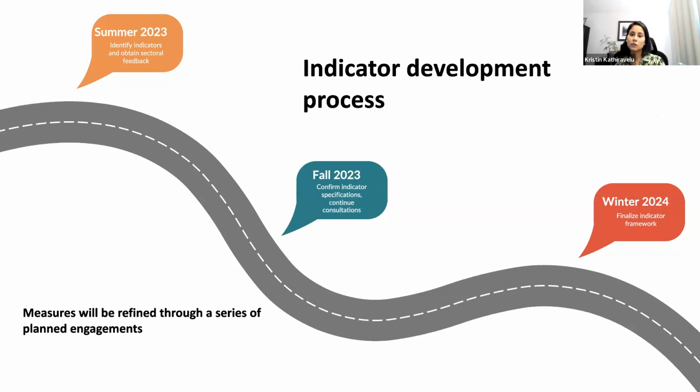This fall, we're going to take those preliminary lists of indicators. We want to hear more feedback from members and partners about those indicators. We want to develop some indicator specifications and talk about the language of what's being measured in more detail. So continued consultations are happening this fall. And the anticipated timeline for the indicator framework to be available will be in winter 2024. That will be, again, a component of the framework that will help with its implementation as well. So lots and lots of engagement planned in order to finalize that component of the work.